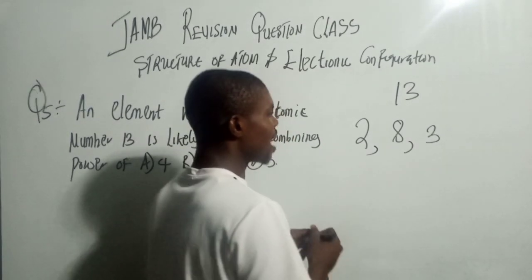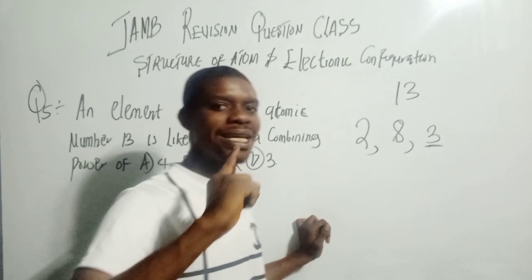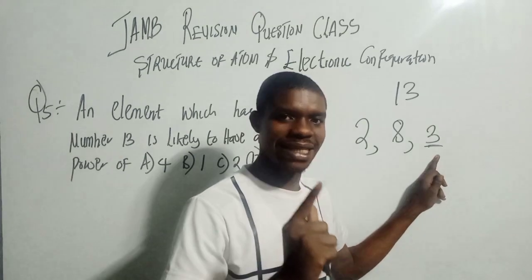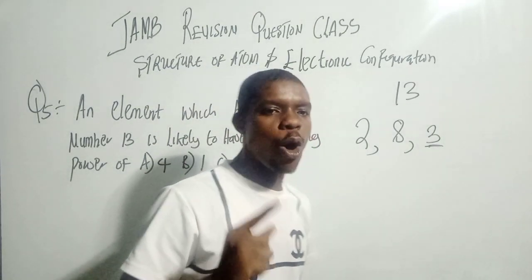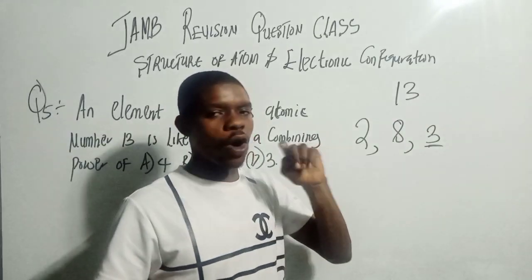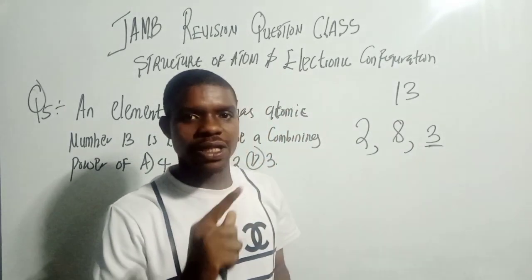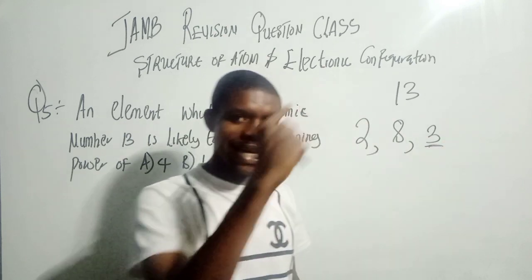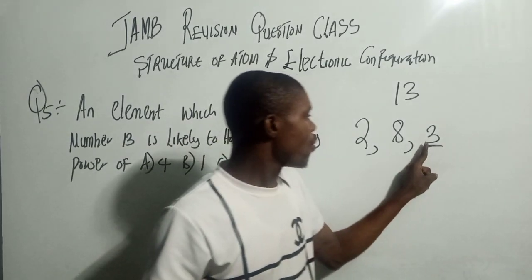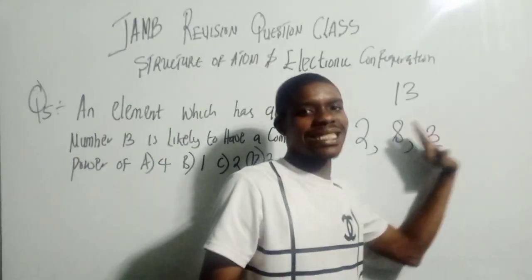Now it's very easy here. For this one to attain the octet, it has to give out 3 electrons. These 3 outer electrons, you have to lose them. So it means that the combining power of this element, with this atomic number, is 3, because the combining power means the number of electrons an element has to lose or gain in order to achieve the octet. So for it to achieve the octet, that is 8 electrons, it will lose the outermost electrons.